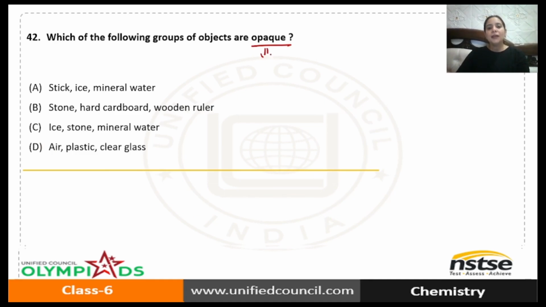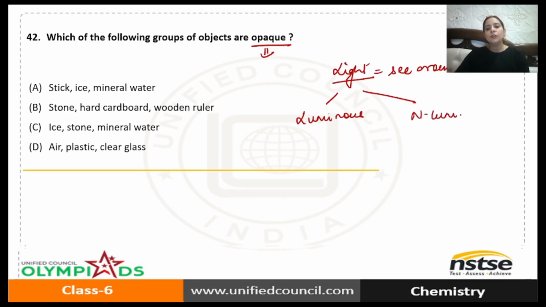See, let me tell you about opaque. We know that light is a form of energy which enables us to see around us. And we also know that all those substances which emit their own light are called luminous, and those which do not have their own light are called non-luminous.